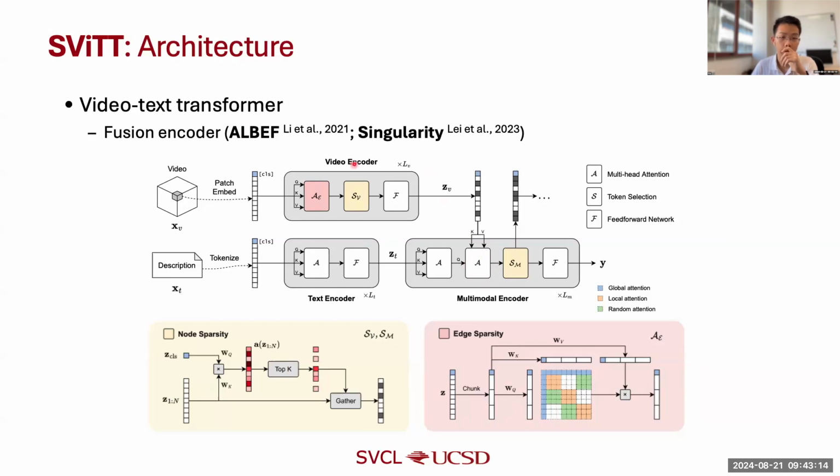As you can see, we can incorporate edge sparsity into the self-attention block within the video encoder in pink. And we can also plug in node sparsity into the video encoder after the self-attention, as well as into the multimodal fusion encoder after cross-attention, to perform sparsification in multiple layers throughout the network.